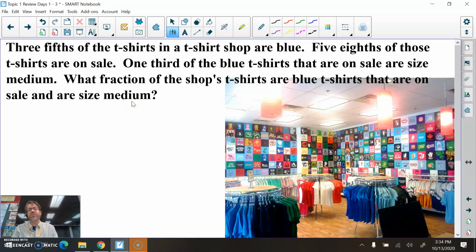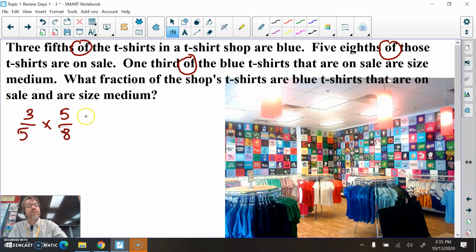So you want a medium shirt, you want it to be blue, and you're looking for one that's on sale. And why not, right? So every time you see the word of in math, it almost always means we're multiplying. All right, so we have of, we keep multiplying. So we have 3/5. Of means times. And then we have 5/8. Of means times.